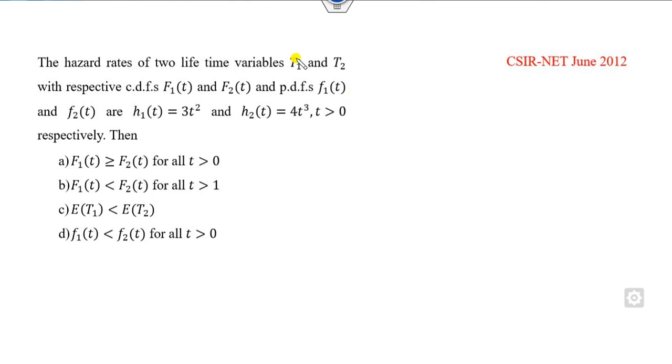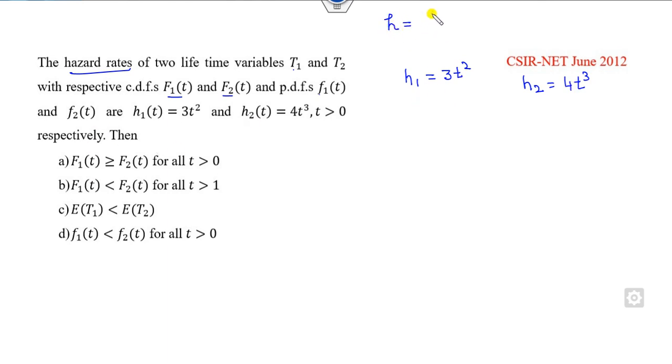Okay, look at this another one. The hazard rates of the time variable with respect to the CDF and the PDFs are here. So H1 is given to you here, H2 is given to you here. Then you have to find the CDF.